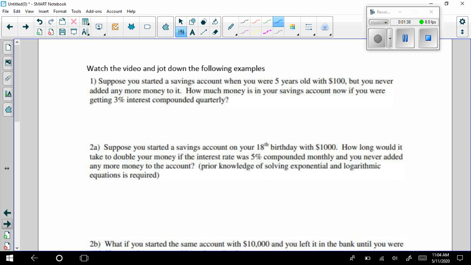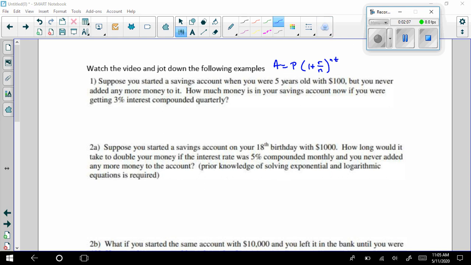So suppose you started a savings account when you were 5 years old. These answers will depend upon your current age now. You started it with $100, but you never added more money to it. You just let it grow and accrue interest. How much money is in your savings account now if you are getting a 3% interest rate compounded quarterly? So again, we're using our formula.